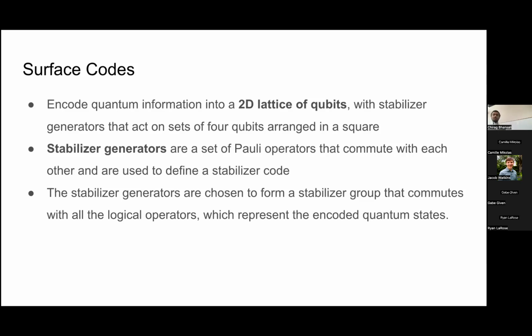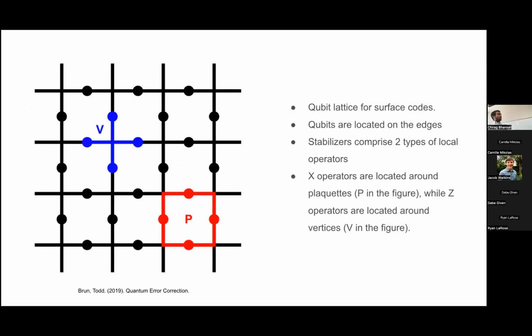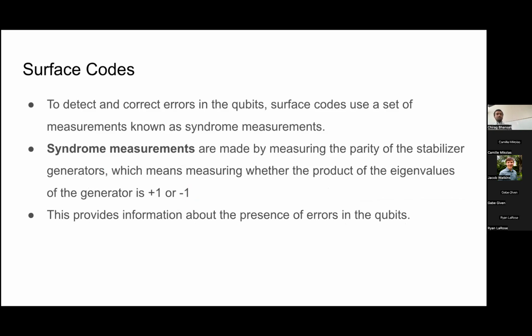So what are stabilizer generators? They're a set of Pauli operators that commute with each other, and they're used to define a stabilizer code. These generators are then chosen to form a stabilizer group that commutes with all the operators, and that represents the encoded quantum state. I'm going to show a diagram which will help make things clear in the next slides. So this is sort of what it looks like. I'll come back to this in a moment.